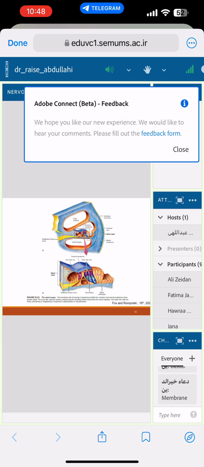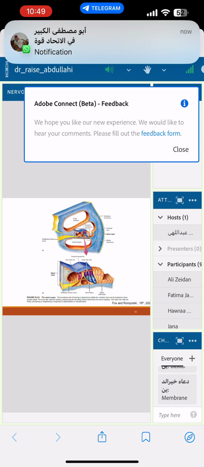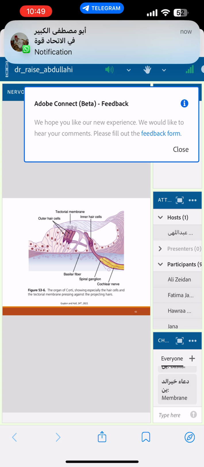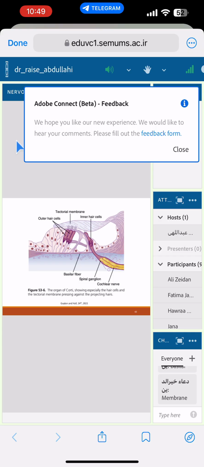You can see scala vestibuli, scala tympani, scala media, Reissner membrane, basilar membrane, organ of Corti. This is an inner hair cell and these are outer hair cells. Tectorial membrane, outer hair cells, inner hair cells, hairs. The hairs are projected to the tectorial membrane, okay? This picture is from Guyton and Hall, Figure 53-6.